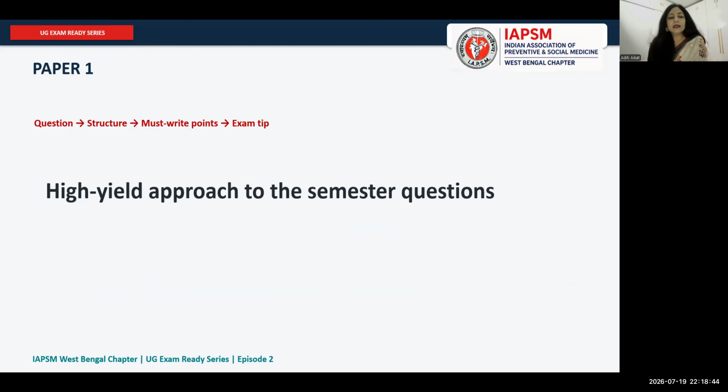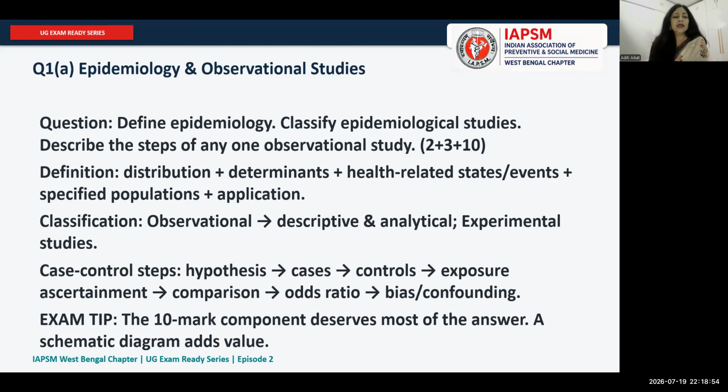Now, let us take up paper one, and as I discussed with you, the approach to the semester questions. One of the first questions that I'll be taking up was from epidemiology. Define epidemiology, classify the epidemiological studies, and describe the steps of one observational study. Very basic question, very simple.